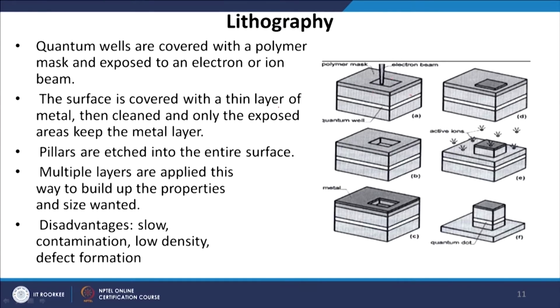The surface is covered with a thin layer of metal, then cleaned, and only the exposed area keeps the metal layers. Now, the next step is B. You see there is only a thin layer of the metal which is exposed, which we wanted to develop. Pillars are etched into the entire surface. Multiple layers are applied this way to build up the properties and size wanted.